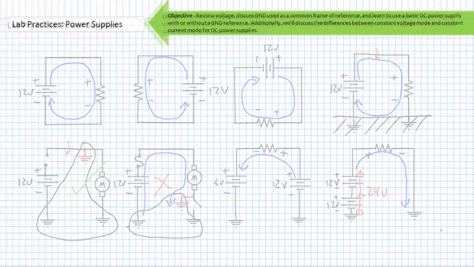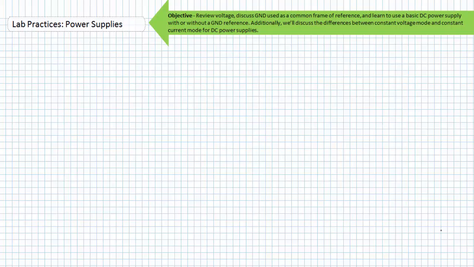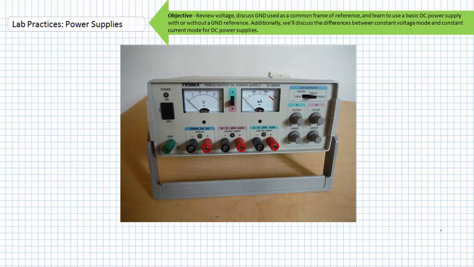Moving on. All right, I believe we've covered enough conceptual material about voltage and ground references to introduce a DC power supply and start fiddling with the knobs. We're going to use the Tenma triple output DC power supply 72-4045A as a teaching aid.